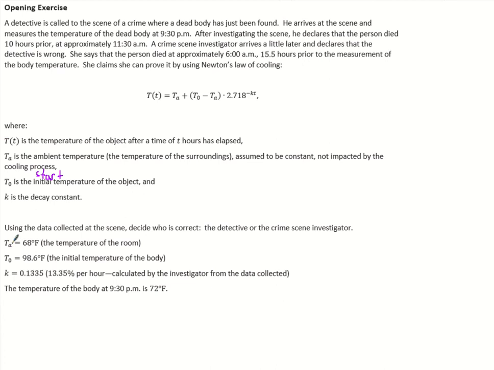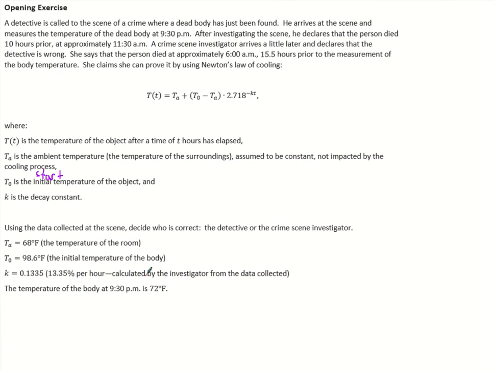Well, we have the temperature of our room, 68 degrees Fahrenheit. We have the initial temperature of the body, 98.6 degrees Fahrenheit, because that's just the normal human body temperature. And then k is going to be 0.1335, which is 13% an hour. This was calculated by our investigator. The temperature of the body at 9:30 p.m., which is when the dead body was discovered, is 72 degrees Fahrenheit.